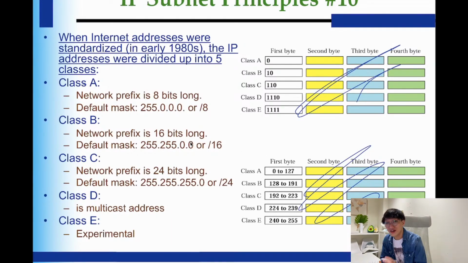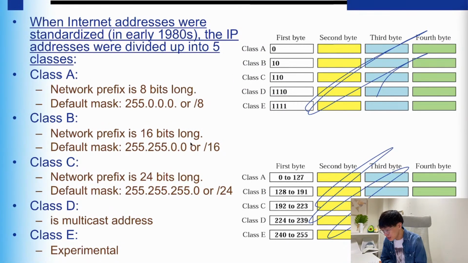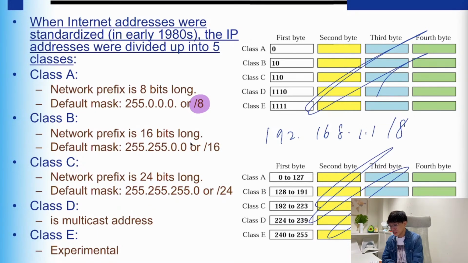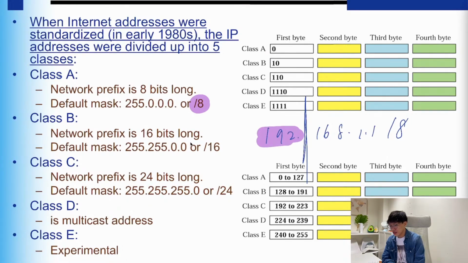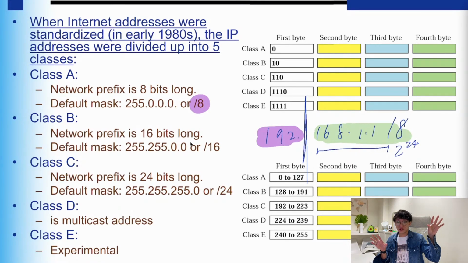Why? Same concept that we learned just now. A class A address uses a /8 mask. If you remember earlier, I gave you an example. A /8 mask means that we cut here. So the front part is for the network, the second part is for all the hosts. You see, the green one is so big. In fact, I have 2 to the power of 24 bits. So if I have a class A address, I can build a very big network.